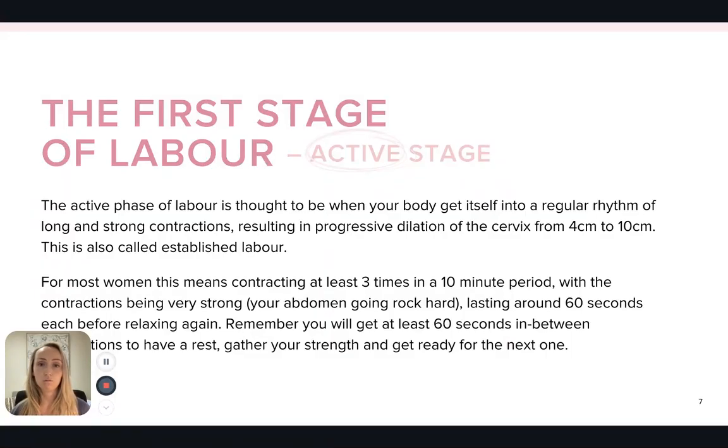So your abdomen goes rock hard, and they last about 60 seconds each before relaxing again. So remember, when you're having that contraction, you will get at least 60 seconds in between contractions before you have the next one. So you have a chance to rest, gather your strength for the next one.